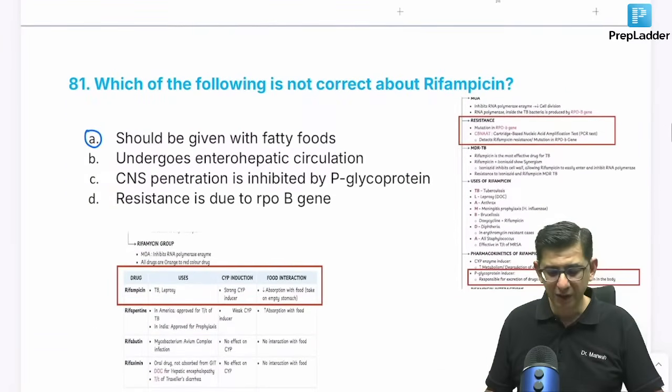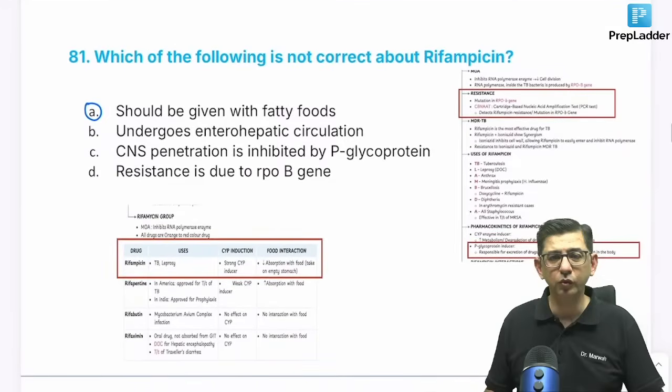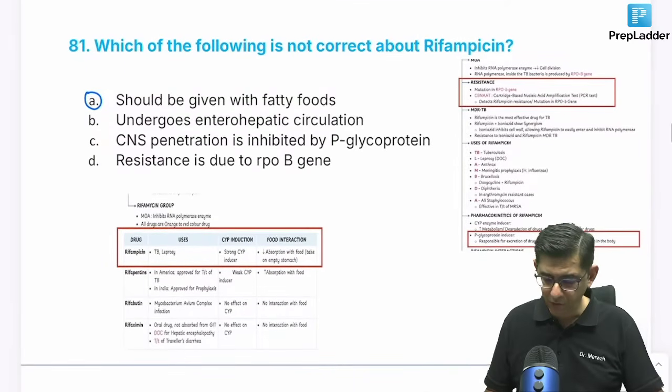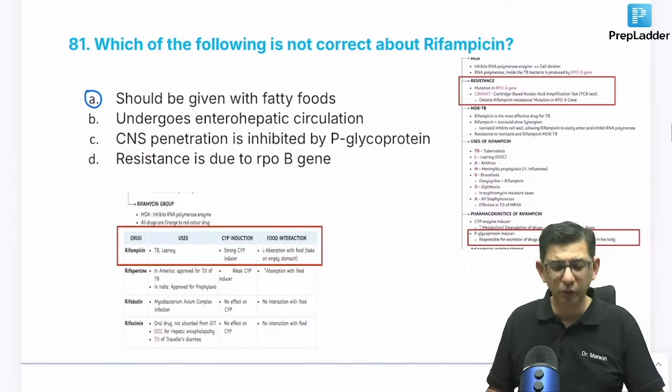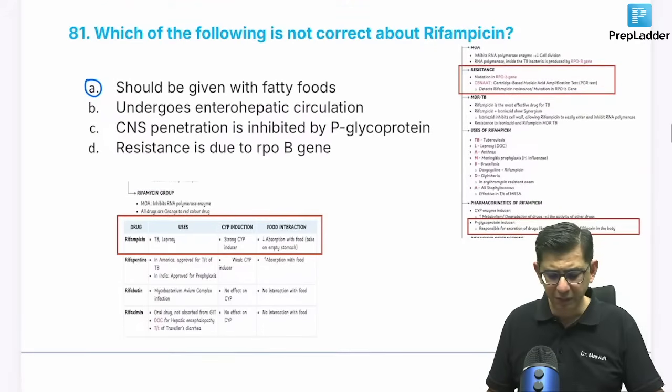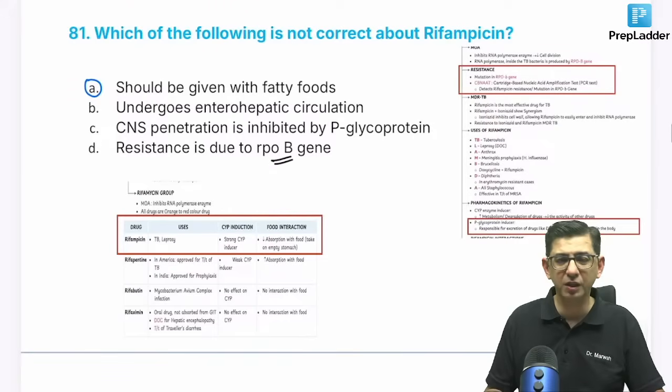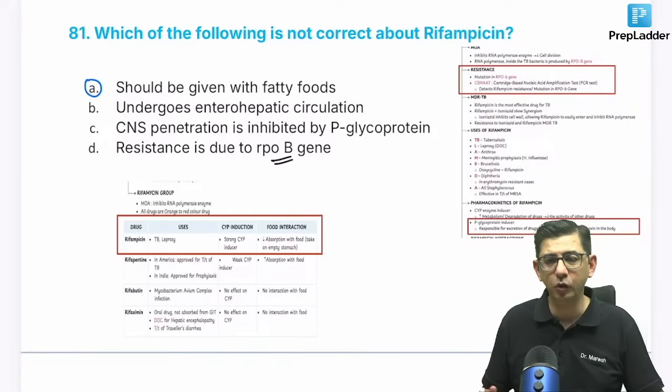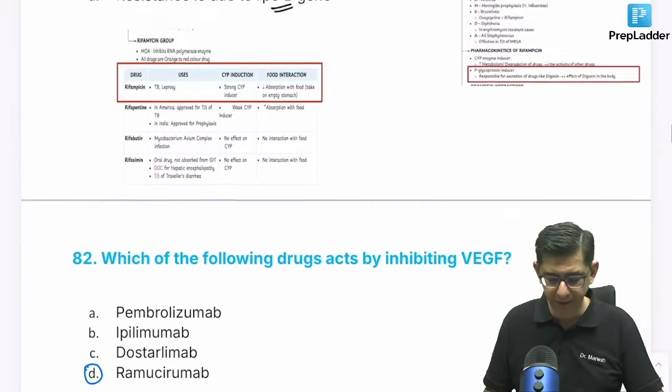81st is rifampicin. I mean, giving ATT drugs with food would not be a very good idea, and that would decrease the absorption of the drug. Remaining things make sense. The RPOB gene is the first thing that we study about it. So option number D could be ruled out, but then A makes sense here.